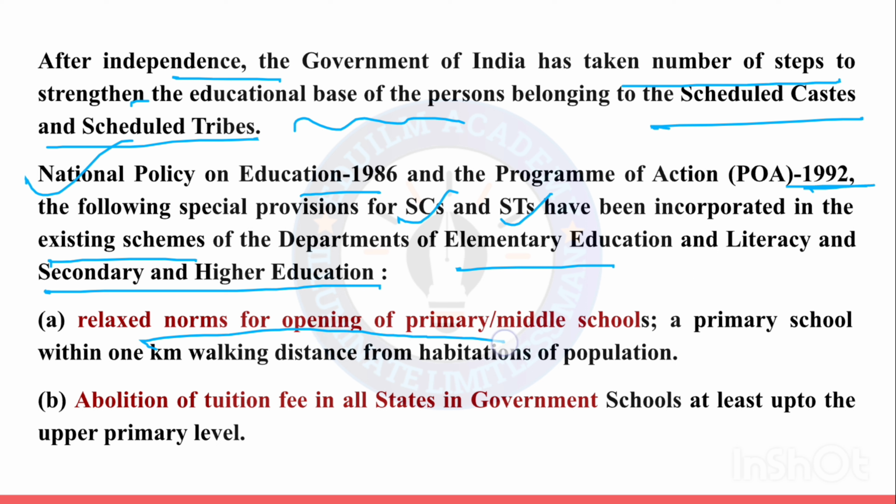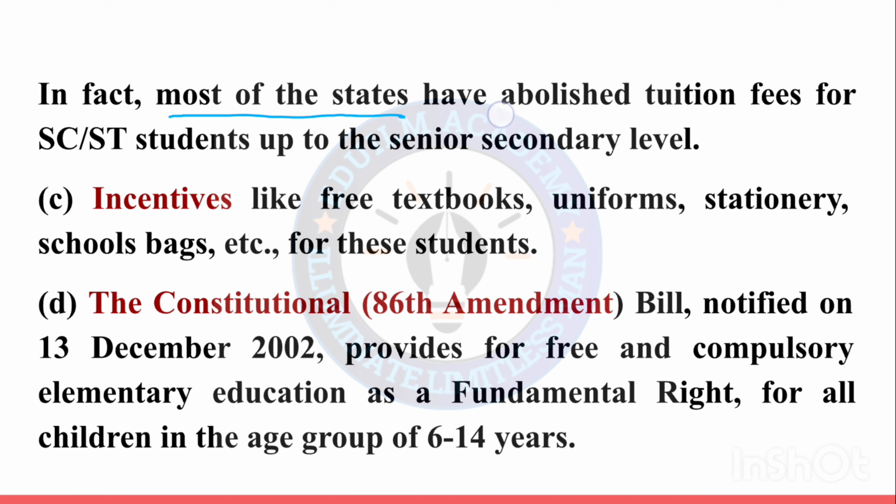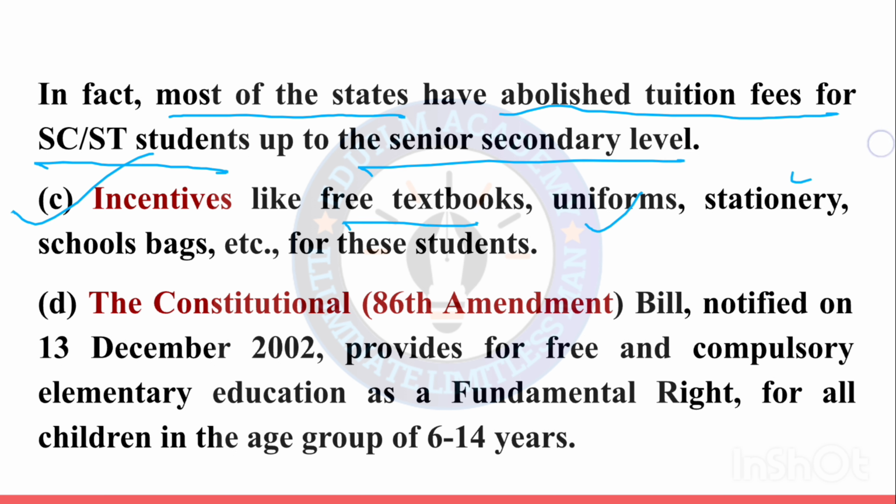Relaxed norms for opening primary or middle schools. A primary school within 1 kilometer walking distance from the habitation of the population. Abolition of tuition fees in all state government schools at least up to upper primary level. Most of the states have abolished tuition fees for SC/ST students up to the senior secondary level. Incentives like free textbooks, uniforms, stationery, school bags, etc.